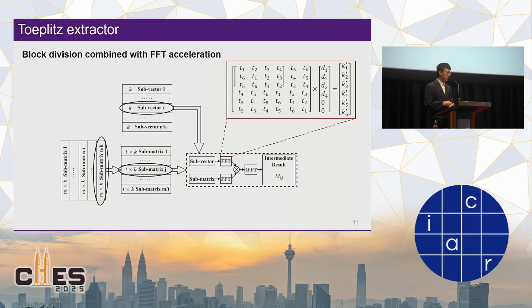And for the actual FFT acceleration, we take a 3 by 4 Toeplitz matrix as an example. First, we need to expand the Toeplitz matrix into a 6 by 6 cyclic matrix and pad zeros for the input vector. And then we use FFT to accelerate the multiplication between this cyclic matrix and the expanded vector. Finally, we take the first 3 bits from the output to get the result.